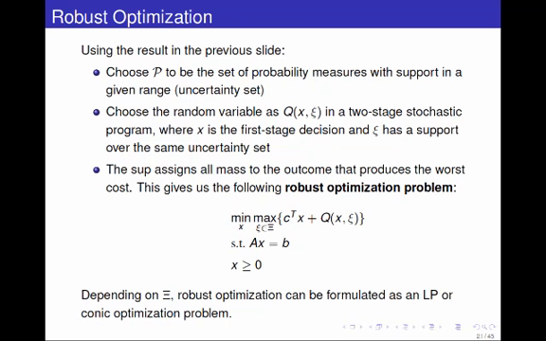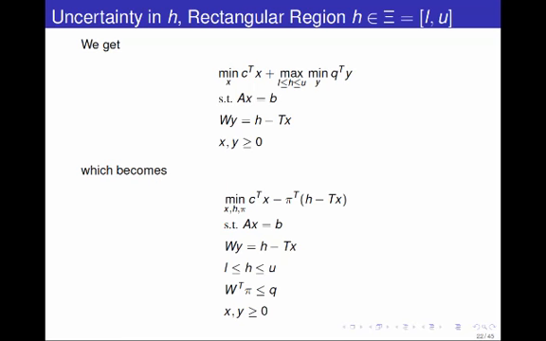Protecting yourself in the first stage, knowing that whatever you do will be observed by nature and you will be hurt at your weakest possible decision, is very different from making a first stage decision and then just taking the average over things that could happen in the second stage. It's much more pessimistic in a way. It leads to much more conservative decisions. But it's another way of formulating a decision-making problem.